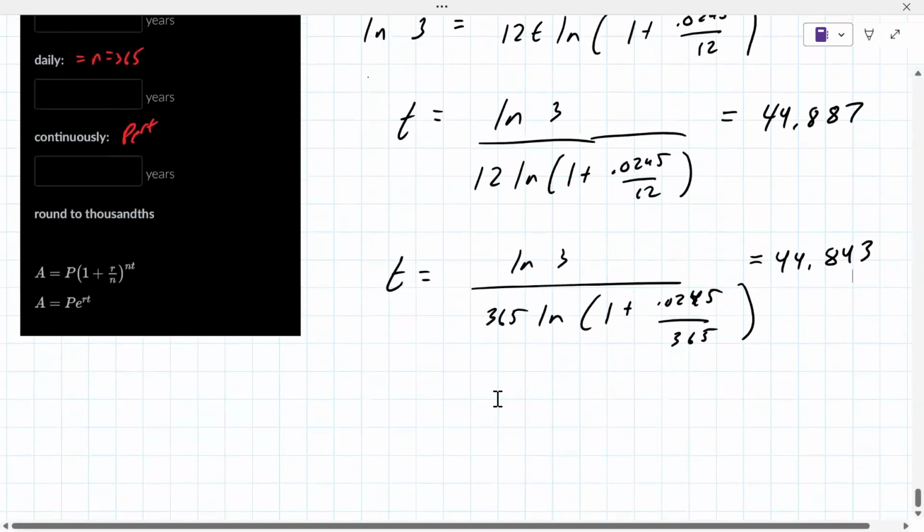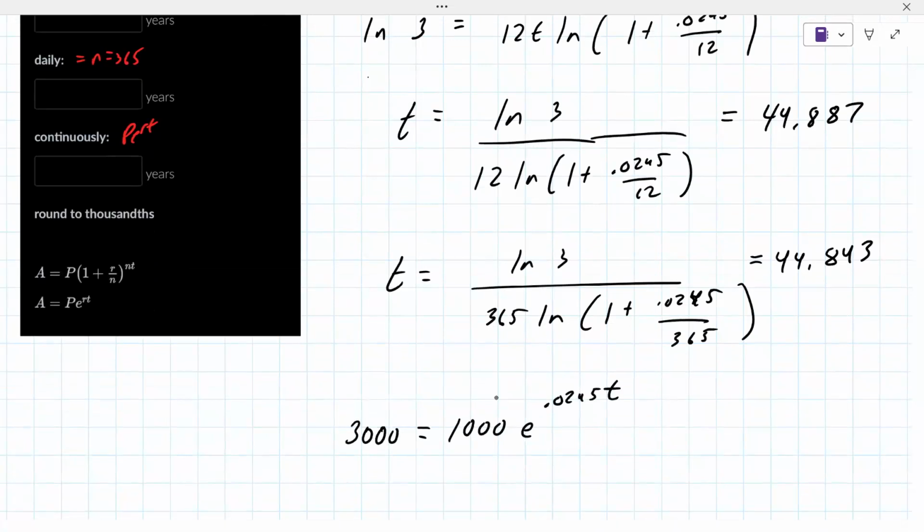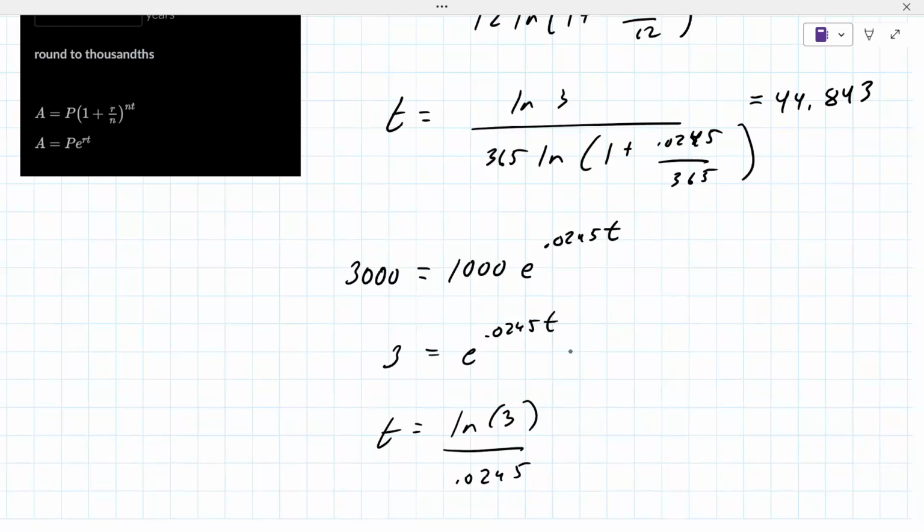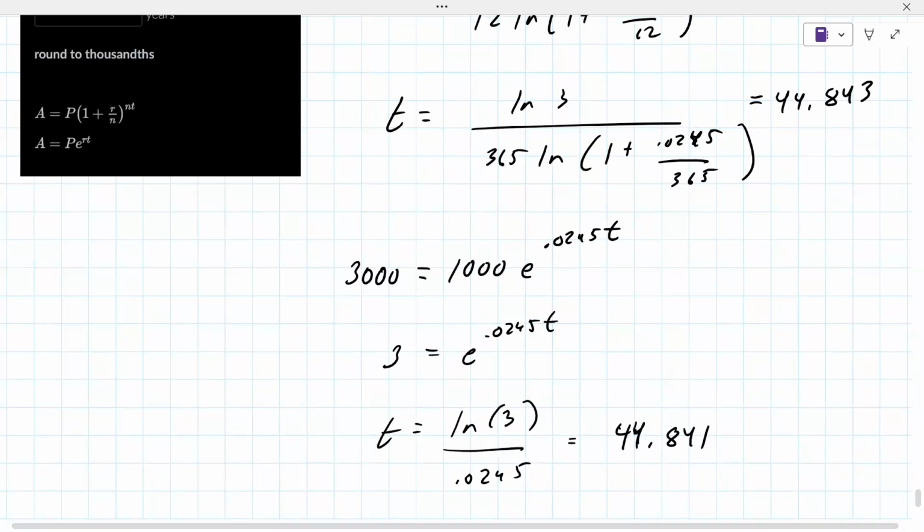And then PERT's probably the easiest. You get 3,000 equals 1,000 e to the 0.0245t. You undo by dividing by 1,000, so 3 equals e to the 0.0245t. Take the natural log of both sides, and it ends up being the natural log of 3 divided by 0.0245, like that. Which ends up being 44.841. And that is it for that one.